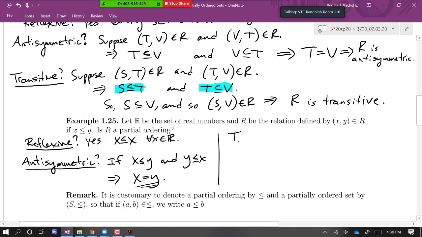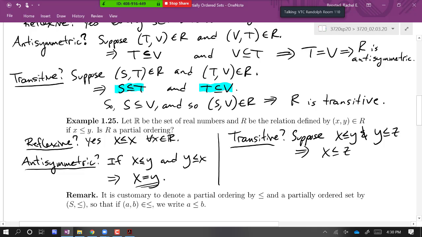And then the last thing to check is transitivity. Is it transitive? Well, let's suppose x is less than or equal to y and y is less than or equal to z. If x is less than or equal to y and y is less than or equal to z, then yes, definitely x has to be less than or equal to z. That forces that to be true. So it is transitive. This is a partial ordering.